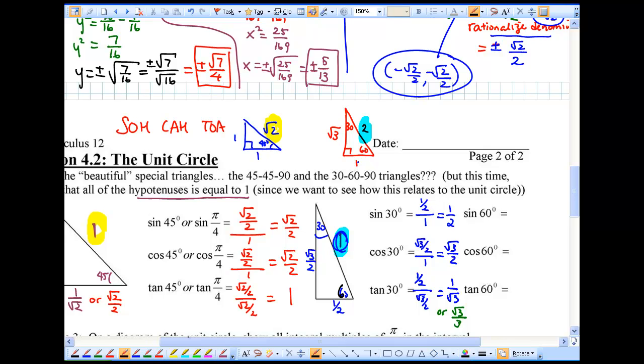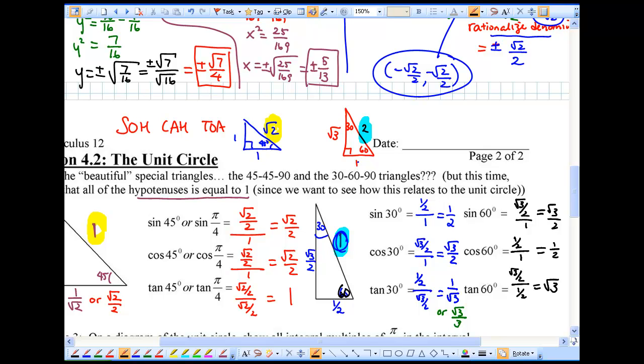So I'll write this as 60. Sine 60, of course, is root 3 over 2 over 1. So that's root 3 over 2. Cosine 60, that's adjacent, so adjacent's 1/2, so 1/2 over 1, that's just 1/2. And tangent 60, well, that's root 3 over 2 divided by 1 over 2, that's just root 3.